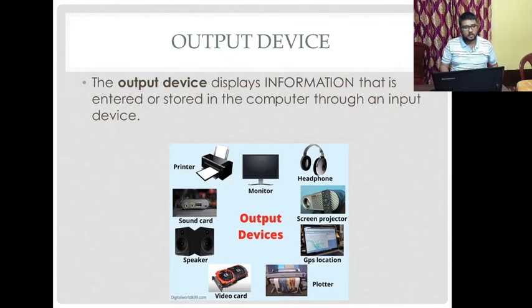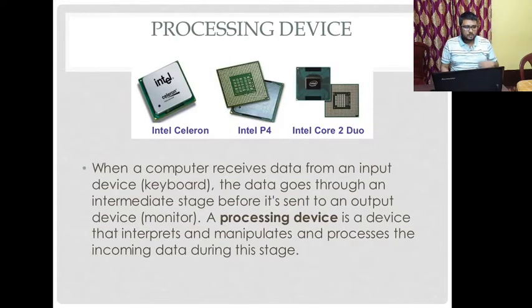Then there is something called a processing device. See, these are the brain of the computer. So these things process all the raw information that we give to the computer. It processes it and it gives us the final output as the information that we want. So it is basically the brain of the computer. These are known as processors. So here are some examples of these processing devices like Intel Celeron, Intel P4, Core 2 Duo. All these are different types of processor.